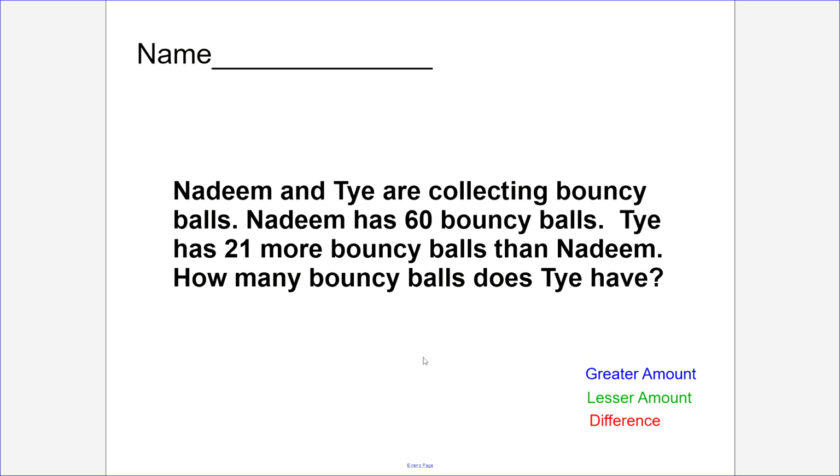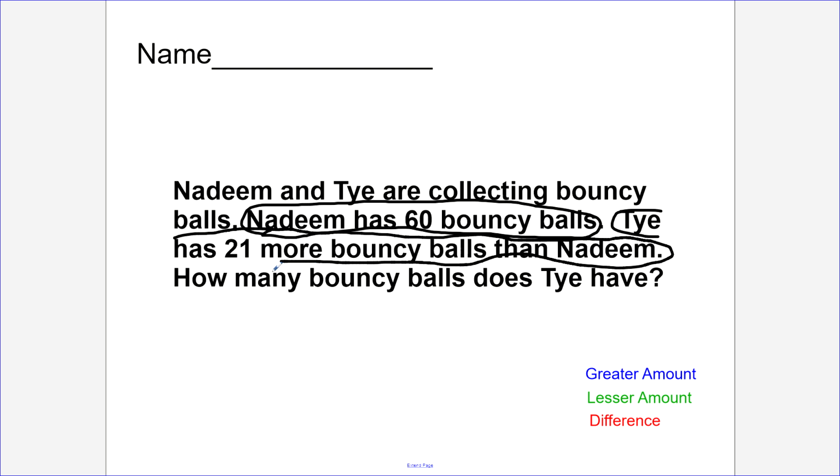Okay, third grade, let's take a look at another problem together. Nadim and Ty are collecting bouncy balls. Nadim has 60 bouncy balls. Ty has 21 more bouncy balls than Nadim. How many bouncy balls does Ty have? I can see that one piece of information in this problem is that Nadim has 60 bouncy balls. The other piece of information is that Ty has 21 more bouncy balls than Nadim. The question that I need to answer is how many bouncy balls does Ty have?